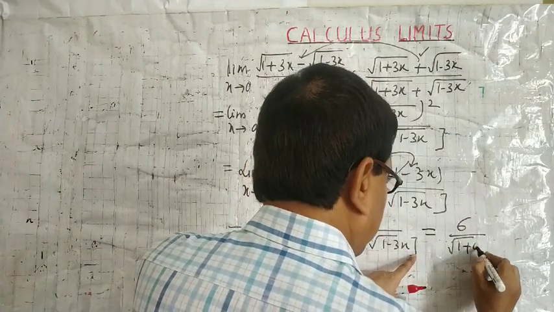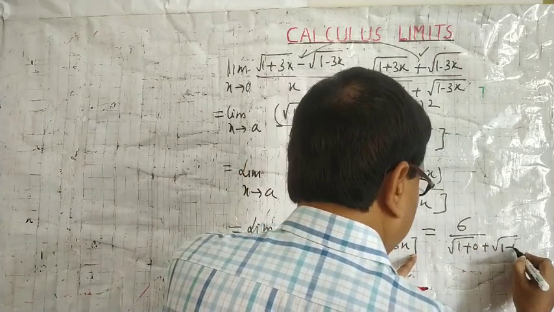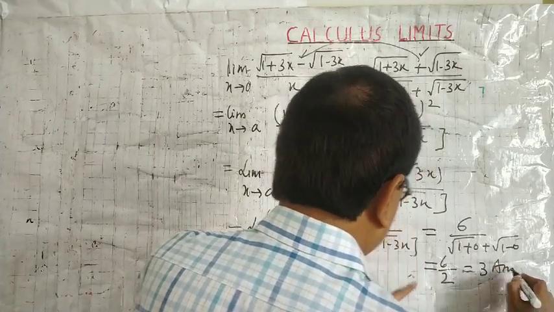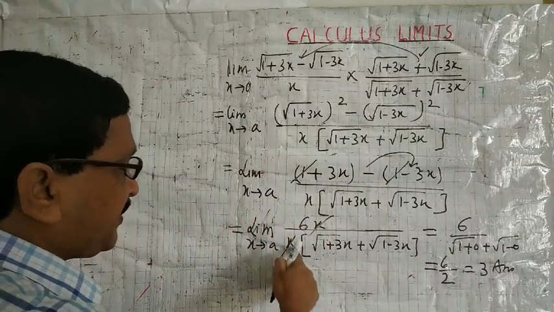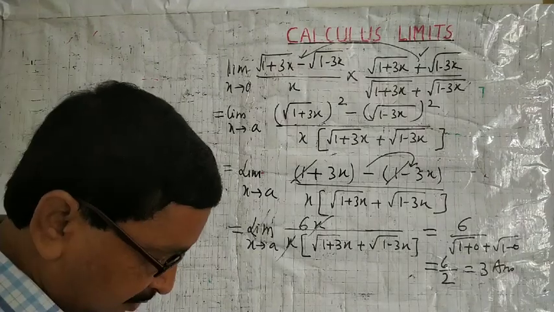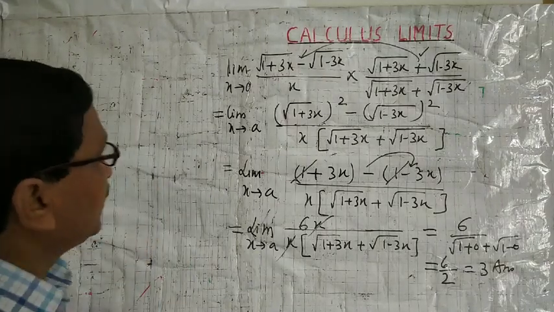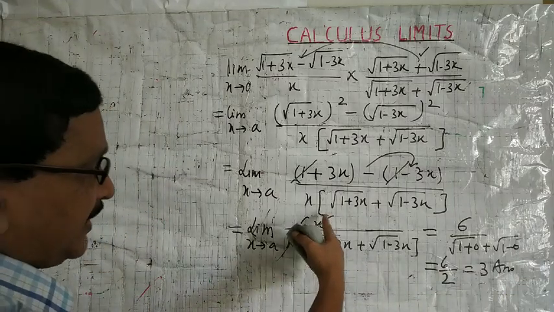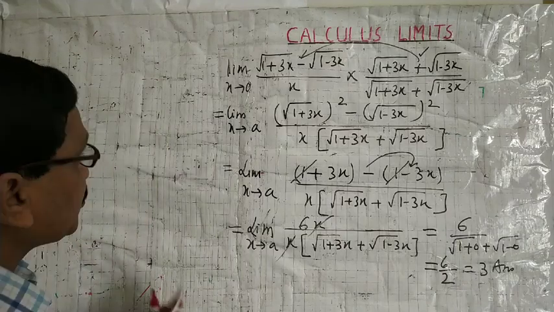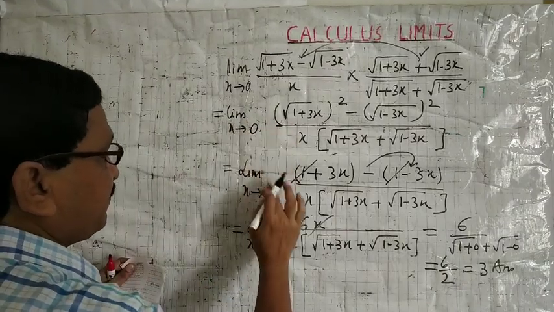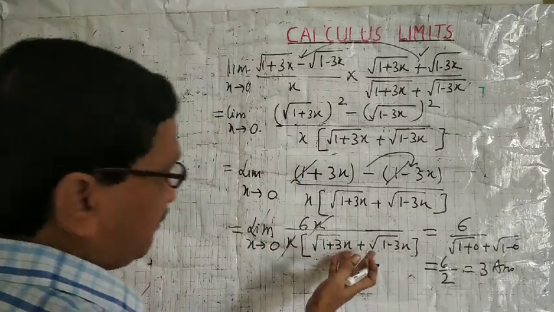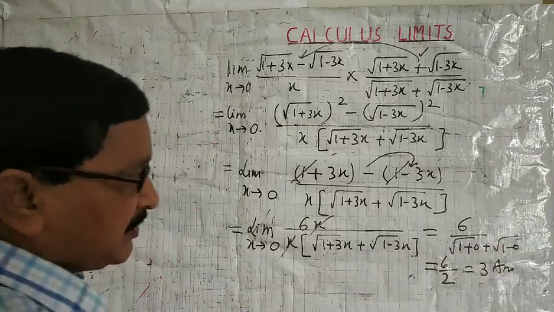1 plus 0 plus 1 minus 0. This is 6 by 2, 3 is the answer. Now this problem creator x is cancelled, so we get the value of the limit. Required limit is available. X cancelled, so 6 by, x tends to 0 everywhere. If x tends to 0, then 1 plus 0, 1 minus 0, this is 3, the answer.